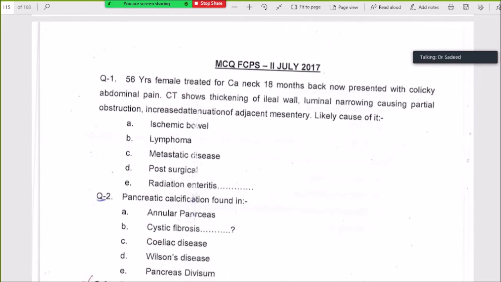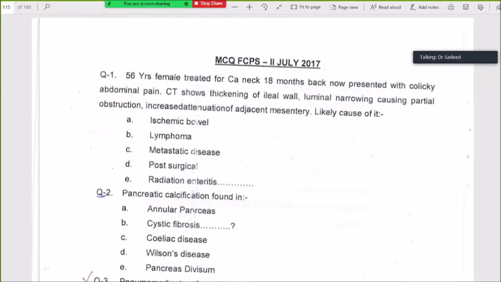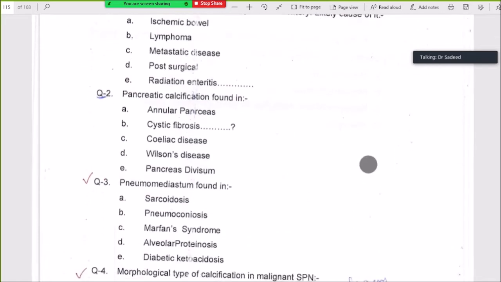MCQs, FCPS 2, July 2017. Number 1. A 56-year-old female treated for carcinoma of the cervix 18 months back now presents with colicky abdominal pain. CT shows thickening of the ileal wall with dominant narrowing causing partial obstruction. Likely cause is radiation enteritis.